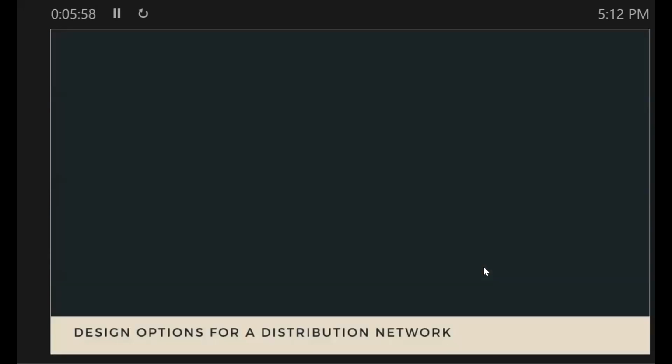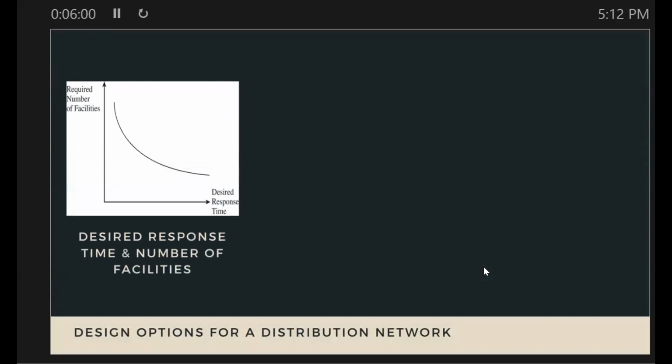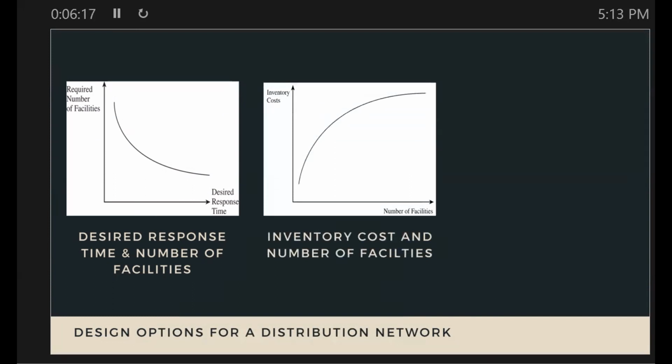So what are the different options for a distribution network? The graph shows that a decrease in the desired response time means an increase in the number of facilities required. This means that firms who can tolerate a long response time will only require a few facilities. On the other hand, the next graph illustrates the relationship of inventory cost and facilities. The greater the number of facilities, the higher the inventory cost.